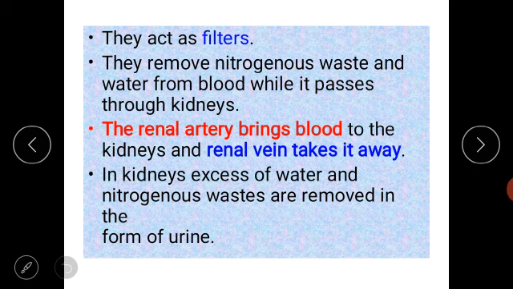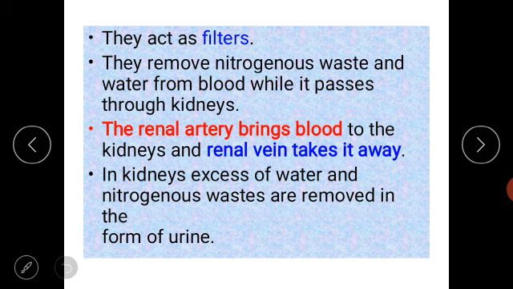The renal artery brings blood to the kidney and the renal vein takes it away. Now, what is the renal artery? It is the artery which supplies blood towards the kidney, so it is called the renal artery. Renal means related to the kidney. They bring blood to the kidney, and the renal vein is the vein connected to the kidney. It takes that blood away from the kidney towards the heart.